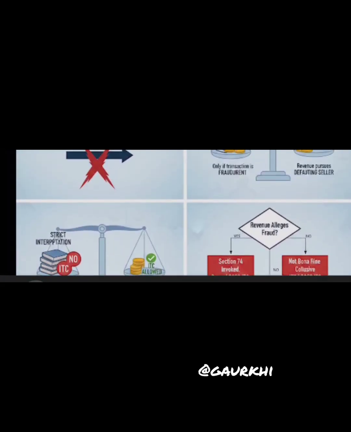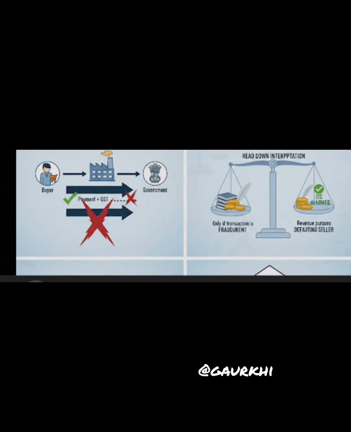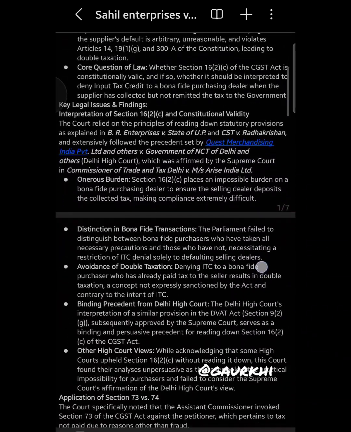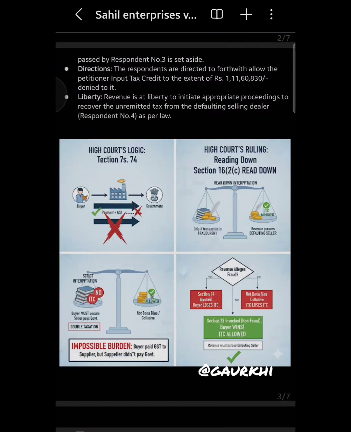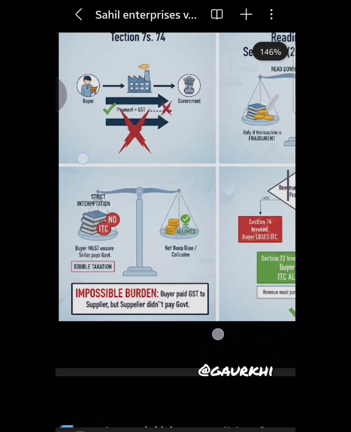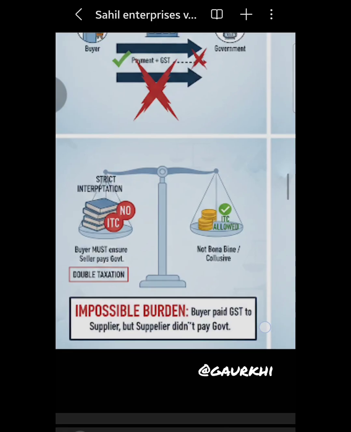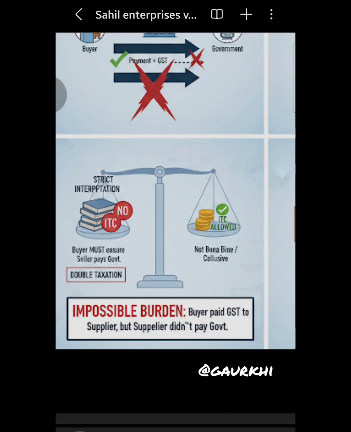But there comes a catch. The buyer said, this is not my fault. Again he said, this is my bona fide supplies. Based on 16(2)(c), the government said there is a strict interpretation that the buyer must ensure the seller pays to the government, right? But why should I be responsible? I have made the bona fide supplies. I have taken the ITC which is allowed to me. I have paid already. Why should I pay double?